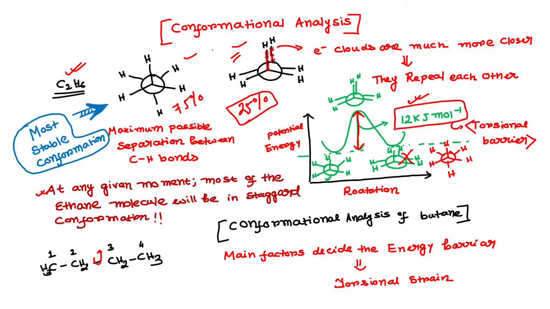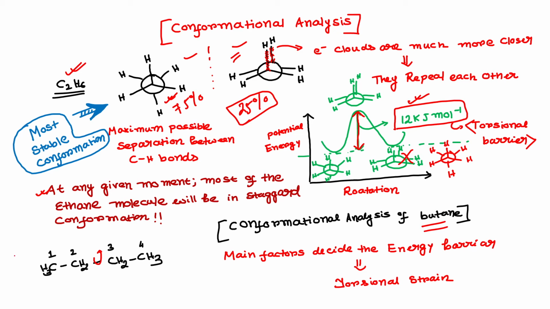However, if we could separate them out in any way theoretically at any given moment, we will see that the staggered conformation is always present in a larger number compared to the eclipsed conformation. Okay, now we will move to a bit more complicated molecule for conformational analysis. So we will go to the conformational analysis of butane molecule.